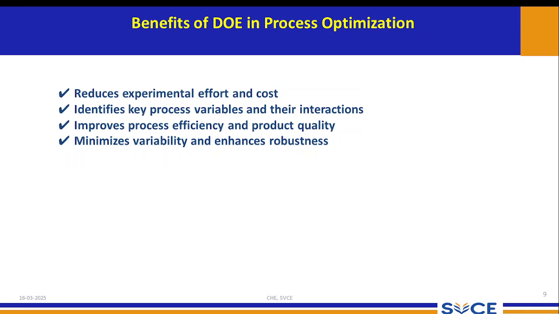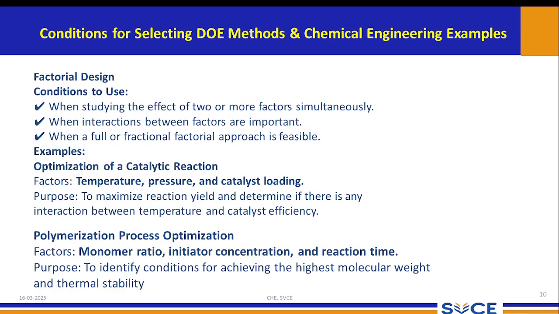Continuation of the previous lecture where we left off, I started with that particular slide regarding the benefits of design of experiments in process optimization. So these are the 4 points which we discussed in the last video. In continuation to that, we are going to see what the conditions are for selecting the design of experiments methods from a chemical engineering perspective. Not only from a chemical engineering perspective, but in general, with chemical engineering examples.